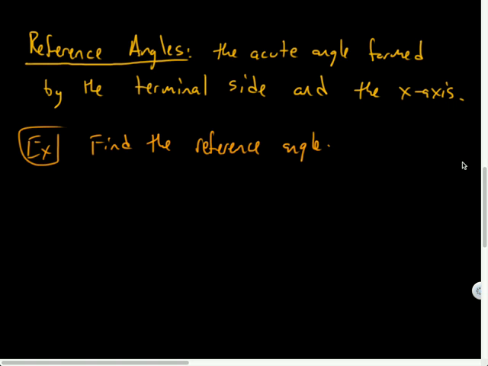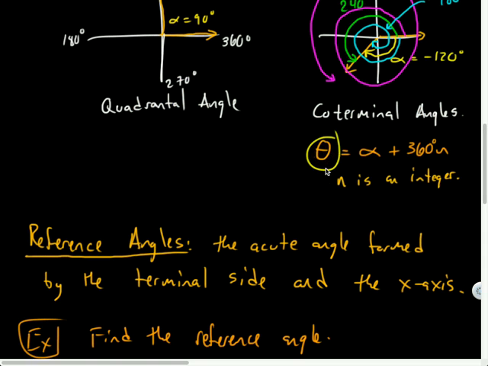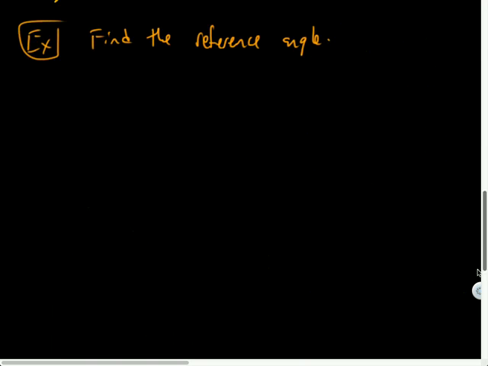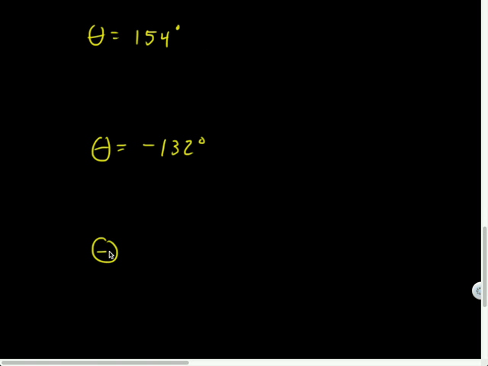By the way, I think I had theta show up earlier. It's like a 0 with a little line through it. So what if theta is 70 degrees? What if theta is 154 degrees? What if my initial angle is, let's say, negative 132 degrees, maybe. And the last example we'll do is theta is 330 degrees.